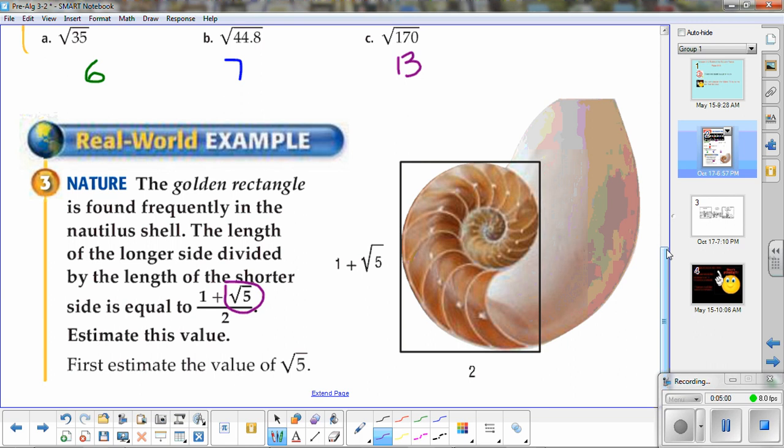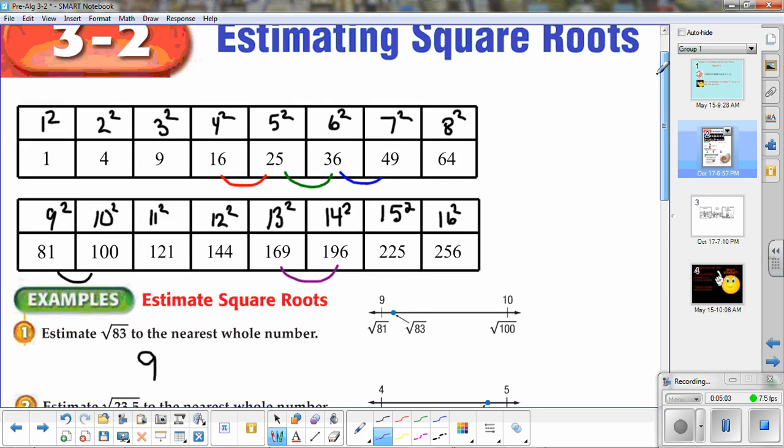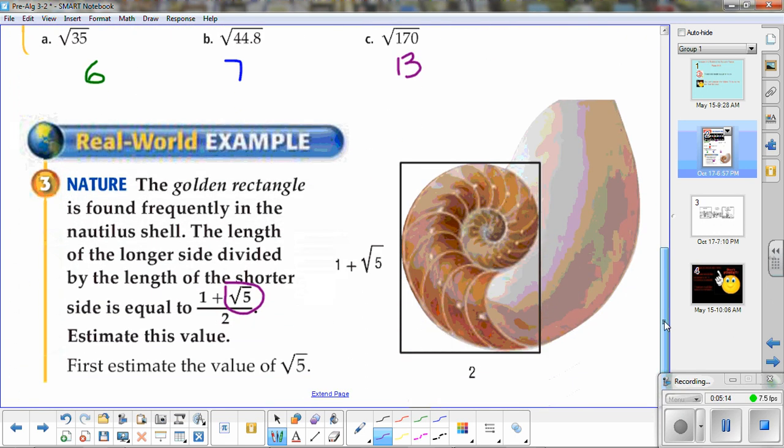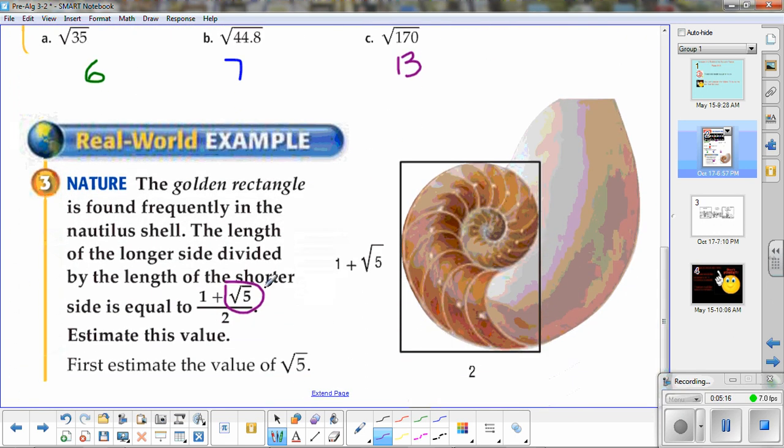5 is. If you look back at our perfect squares, the square root of 5 is going to be between here, but it's closer to the square root of 4, which is 2. So we're going to say it's about 2. So if I say that this is about 2, it's really 1 plus 2, which is 3, divided by 2. 3 divided by 2 is 1½. So it works out to be about 1½ as the estimate for that value.